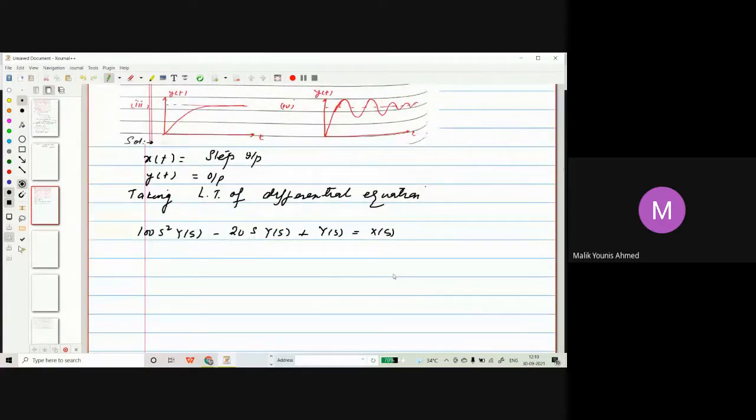Okay, so y of s I can take common in this case. Y of s will be 100 s square minus 20 s plus 1, and that will be equal to x of s. So I require output by input. Output by input is the transfer function. That is 1 by 100 s square minus 20 s plus 1.